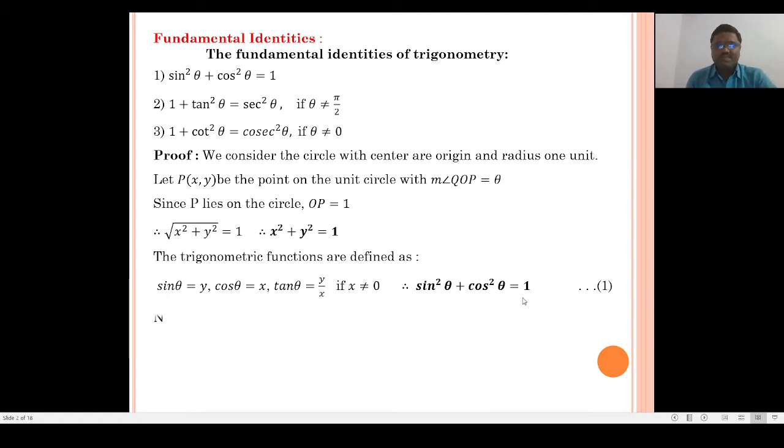Now, if theta is not equal to pi by 2, then cos theta is not equal to 0, that is, x is not equal to 0. So we divide equation 1 by cos square theta. So we get sin square theta upon cos square theta plus cos square theta upon cos square theta equals 1 upon cos square theta. So we get 1 plus tan square theta equals sec square theta.